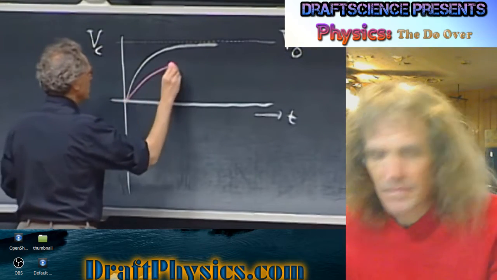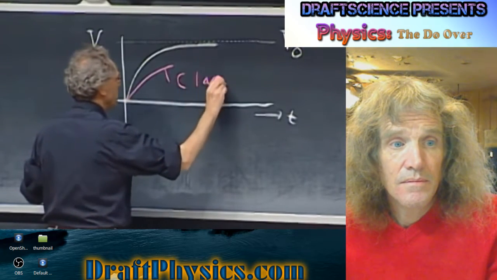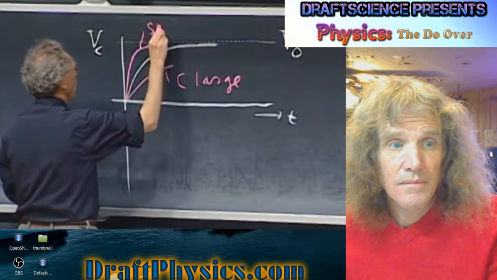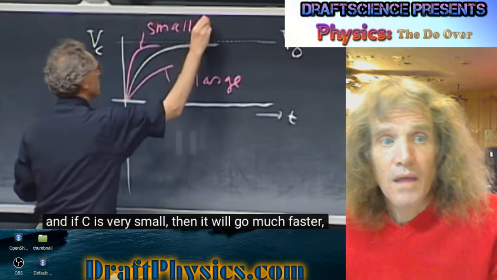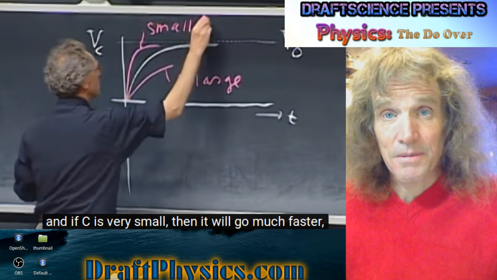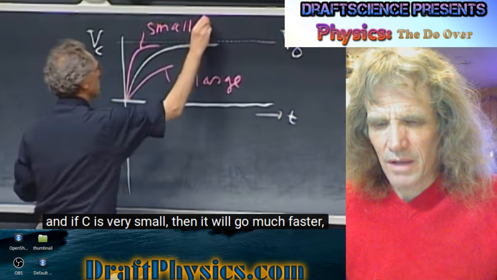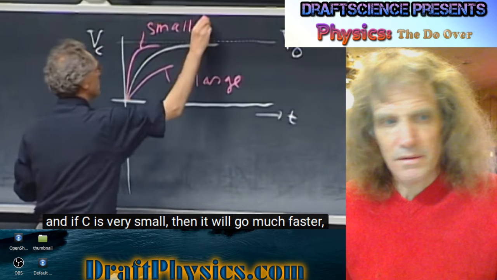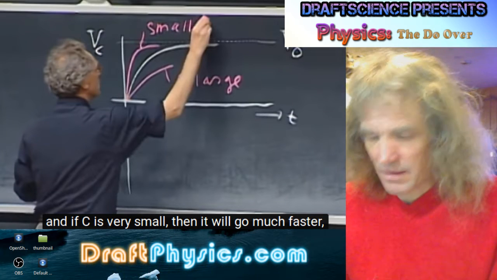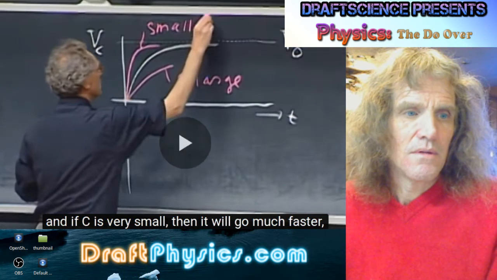And if C is very large, then the curve will be more like this. And if C is very small, then it will go much faster, of course. I would just argue that the V0 thing is sort of deceptive in the sense that the voltage doesn't go to nothing. It's just that the circuit is no longer charging, but obviously now the capacitor has voltage across it. It has a potential. Small c.